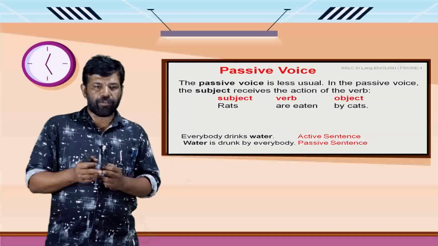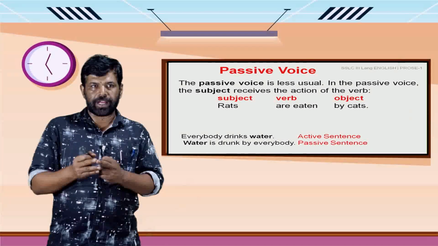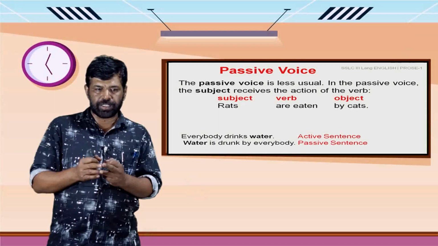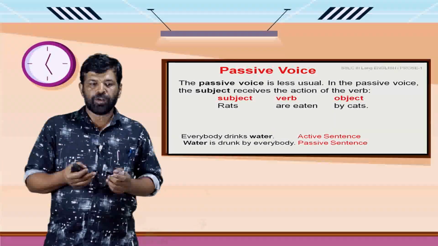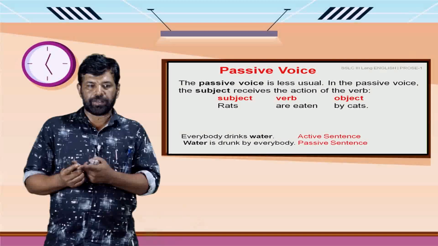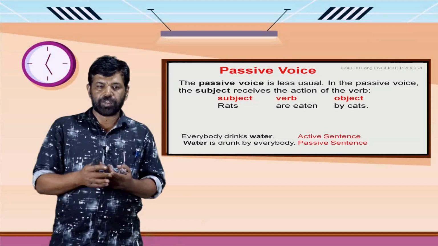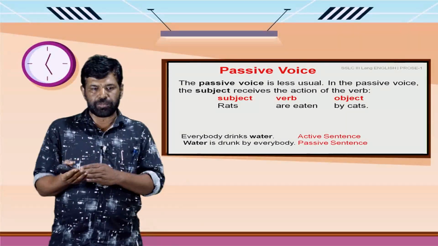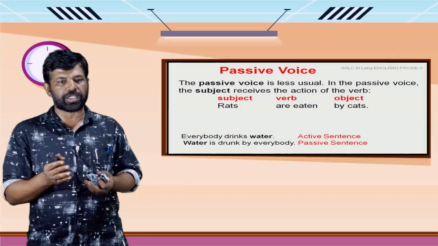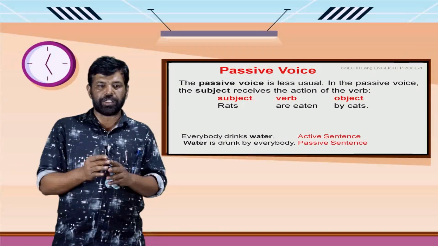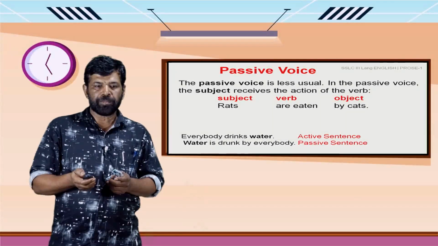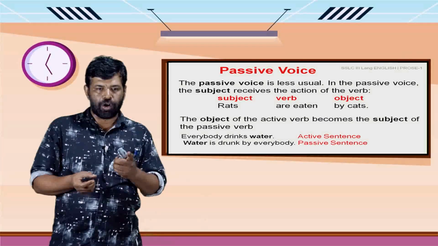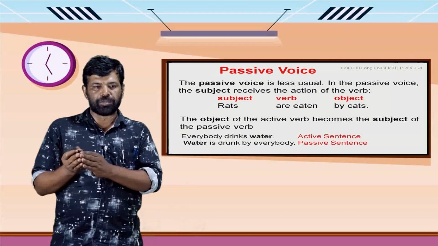Here you need to focus on how the active voice is decided. Everybody drinks water is an active sentence. Everybody is the subject, drinks is the verb, and water is the object. Water is drunk by everybody. The subject of the active voice becomes the object, and the object of the active voice becomes the subject, with the verb in the middle, but it changes its verb form. So water is drunk by everybody. The object of the active verb becomes the subject of the passive verb.